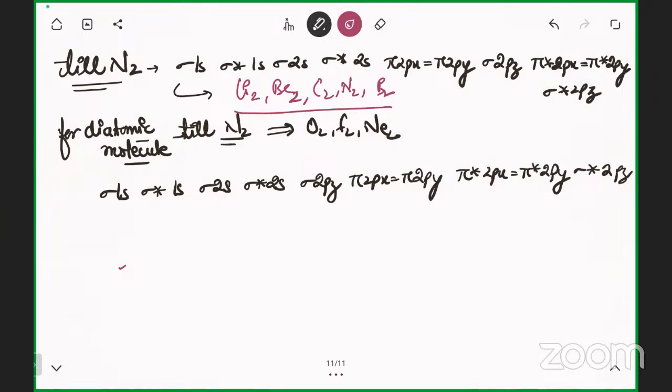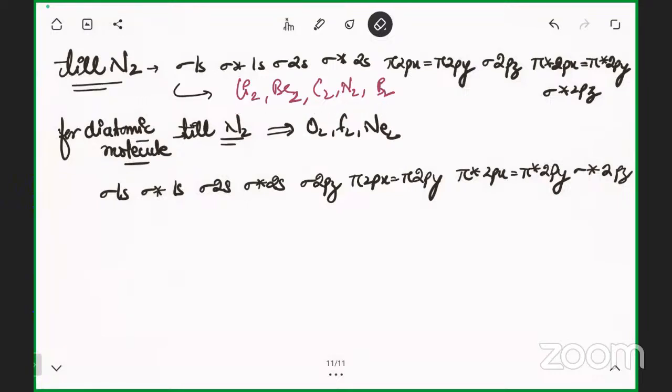But for the diatomic molecules, for example O2, F2, Ne2, it means for the elements which are always present in the diatomic form, what exactly we will see is that there is a change in the energy of these two orbitals. Pi 2px, pi 2py will have more energy as compared to the sigma 2pz. Okay, so this is the order, and you can take a screenshot right now so that when I start making the energy level diagram, you just know how to do the configuration.